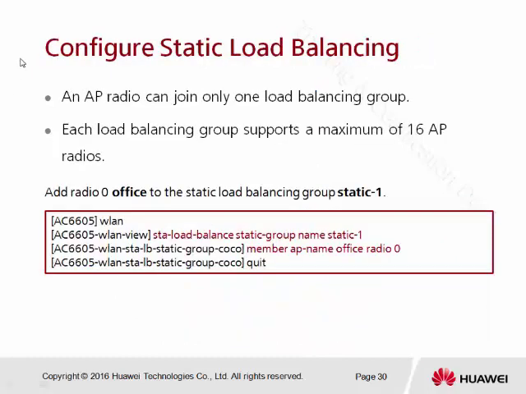So this is how we configure it using the CLI. Doing this is very simple. Go to the WLAN view and use the command sta-load-balance static-group, then just give a name. Then from here, we add a member AP name. Right now I have AP1 and AP2. I just put AP-0.